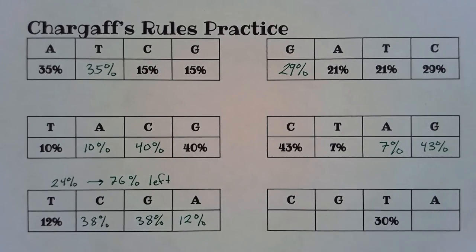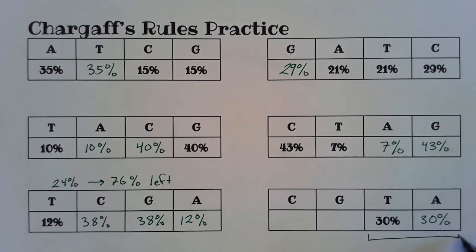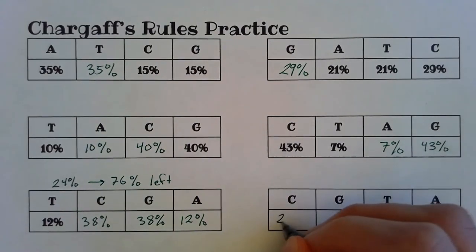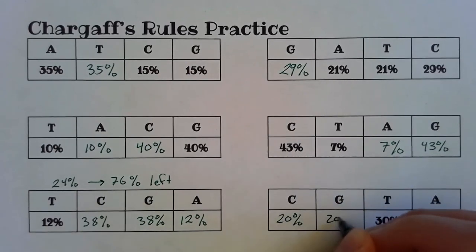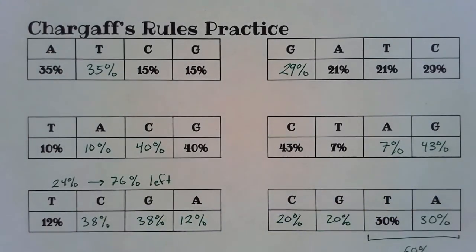Same idea over here. Thymine has to be the same as adenine, 30%. Together, those two make 60% of the molecule. We have 40% left over. That 40% is C and G. They have to be even because they always pair up with each other, which means 20 and 20. Great. We're good at this.